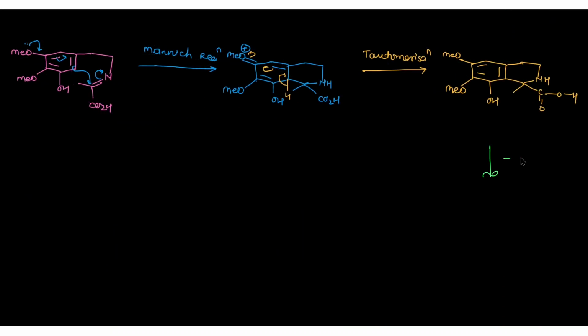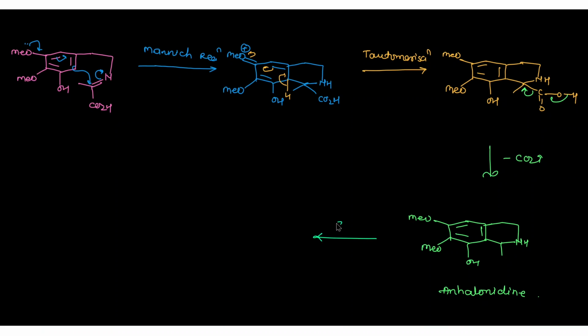In the next step, loss of CO2 takes place, that is decarboxylation. In the next step, by using SAM, methylation of this group takes place and we get this moiety which is known as unhalonine.